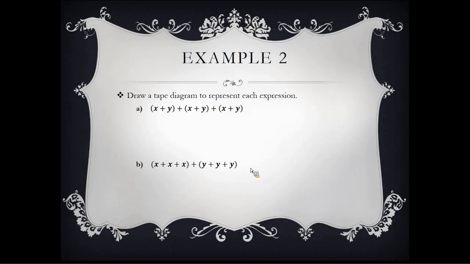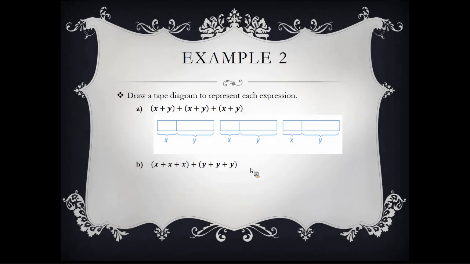Example 2. We want to draw a tape diagram to represent each expression. We have x plus y plus x plus y plus x plus y. We can make this a little bit simpler. Let's look at it visually. So using a tape diagram, the first one, we have x and y combined. We have x and y combined again, x and y combined again, and we have it 3 times.